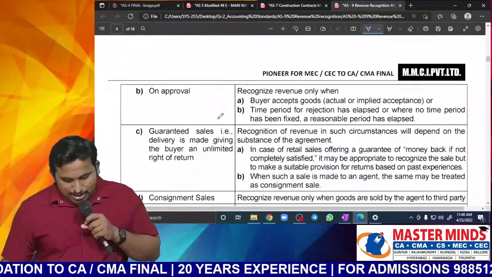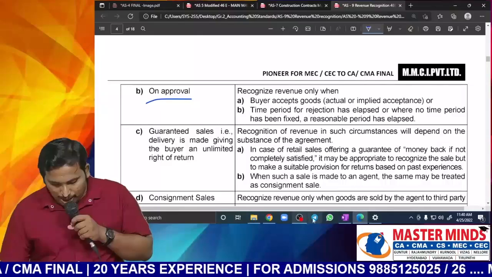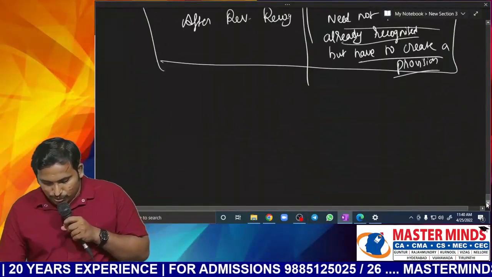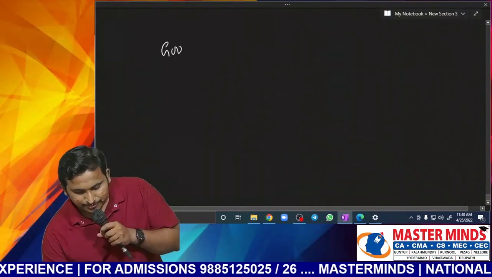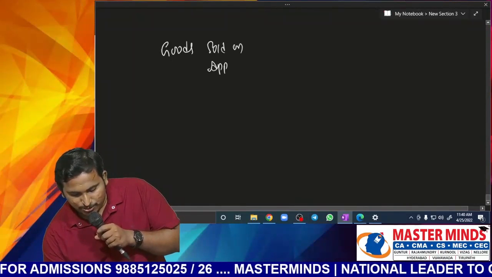Next, goods sold on approval basis. Hello, what is that? Goods sold on approval basis. I think you know this in Foundation itself. Usually, in the case of goods sold on approval, when do you feel the sale is said to be completed, sir? If it is goods sold on approval basis, when do you feel the sale is said to be completed?